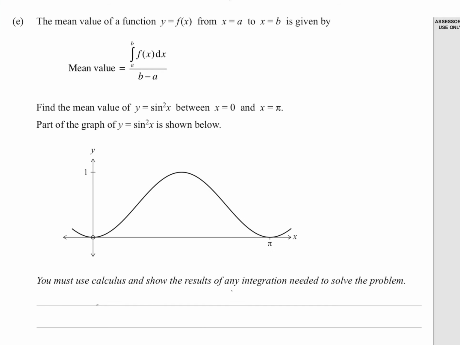Alright, next question. The mean value of a function y equals f of x from x equals a to x equals b is given by the integral from a to b of f of x dx divided by b minus a. Find the mean value of y equals sine squared x between x equals 0 and x equals pi. Part of the graph has been shown below.